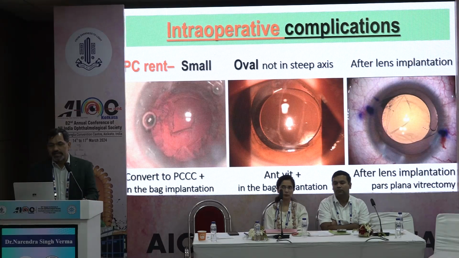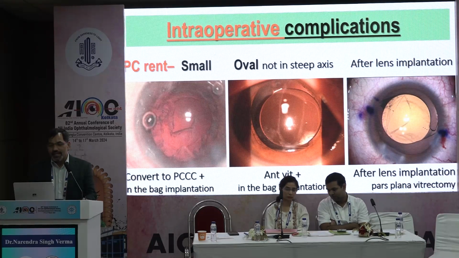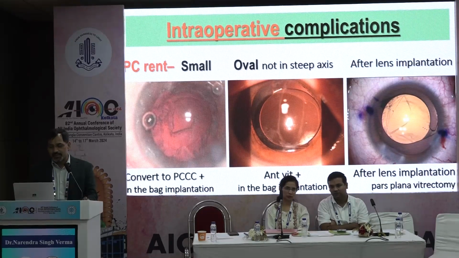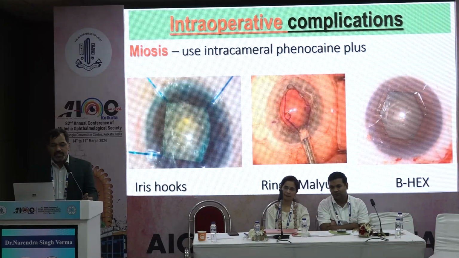Sometimes when we are very unlucky, when we are washing the viscoelastic behind the lens, the PC rent may occur. If the PC rent occurs and there is no disturbance of the hyaloid phase, just put an air bubble and don't do any extra maneuver. If there is vitreous in the anterior chamber, it is better to do pars plana vitrectomy. If you do anterior vitrectomy, more vitreous may come into the anterior chamber and lens dislocation may happen. For intraoperative miosis, as you know, you can use iris hooks or rings like Malyugin ring, B-hex ring, whichever is comfortable in your hands.